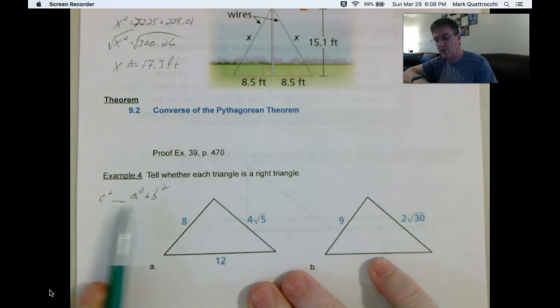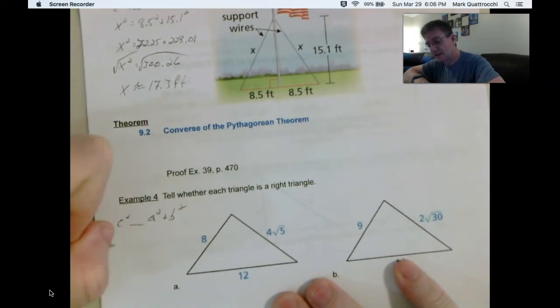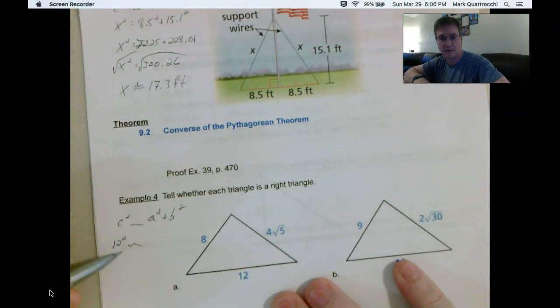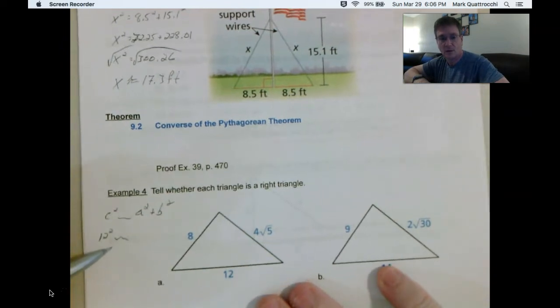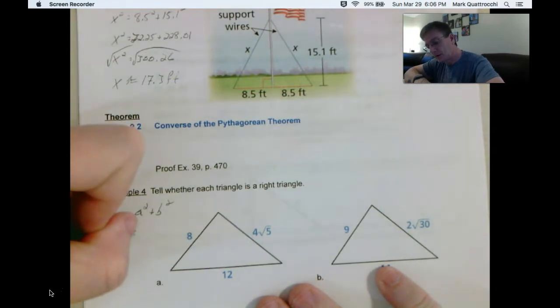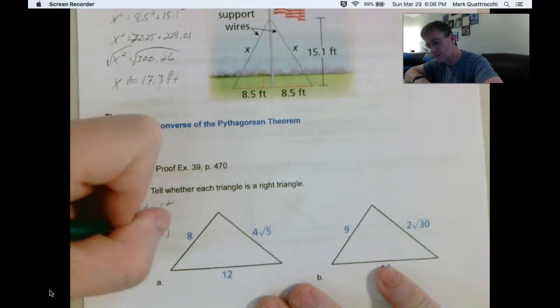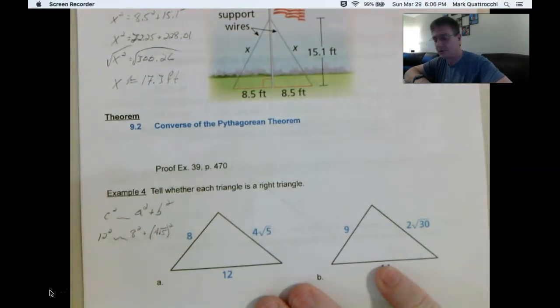And how do I know which one to put into the c, the a, and the b? I don't have a right angle. I don't know if I have a hypotenuse or not. The c is always going to be the largest of the three sides. 12 is the largest of these three sides, so we're going to have 12 squared blank. Again, still blank because we don't know if it's equal, greater than, or less than yet. 8 squared plus 4 square root 5 squared. And that's the only one that can be a little bit tricky. We'll talk about that in a second.